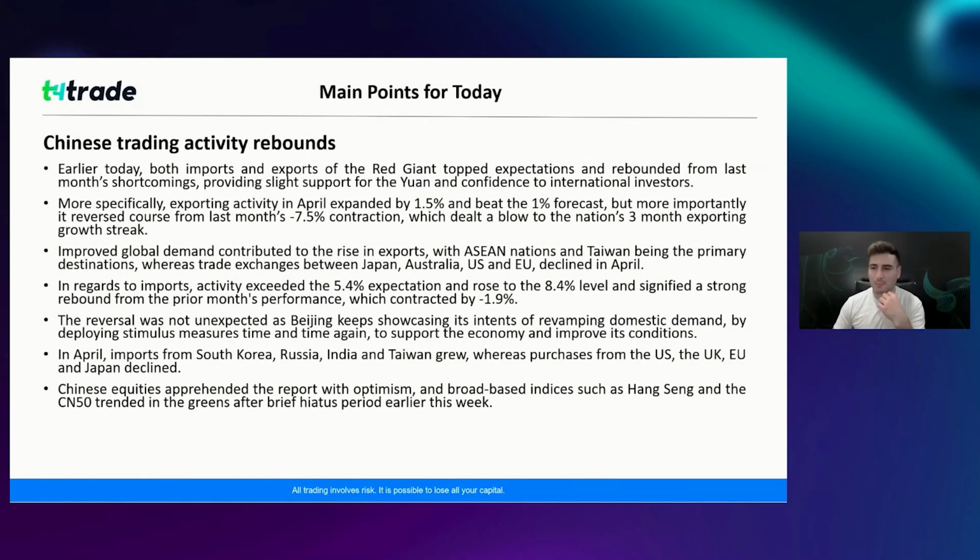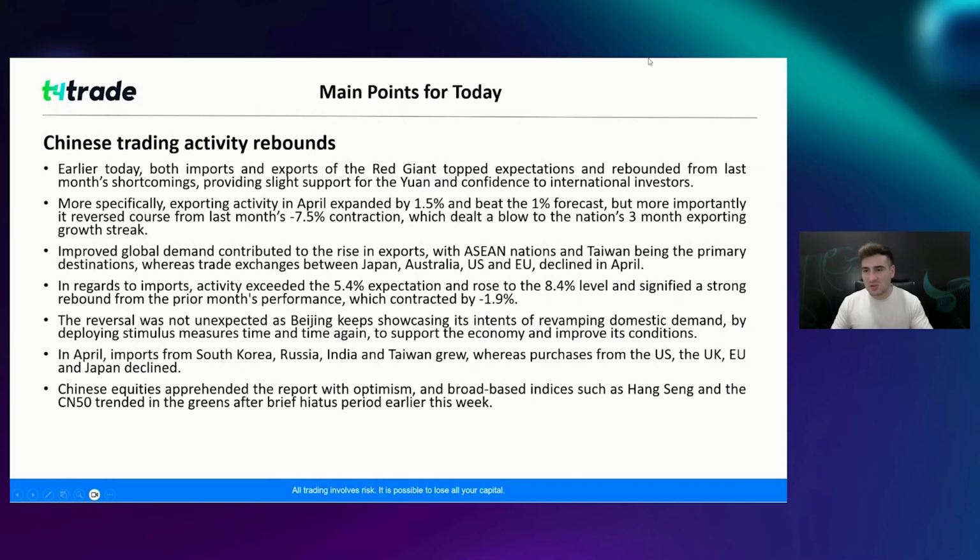Okay, so improved global demand has indeed contributed to the rise in exports, particularly to nearby Asian nations, and surprisingly so, Taiwan being a primary destination of exports from China, whereas exports towards Japan, Australia, the United States, the United Kingdom, and the European Union declined in April. Again, this is an overarching theme where we see China's main partners holding back their imports, and therefore exporting activity from China towards these nations is reduced, mainly due to political reasons, we may say.